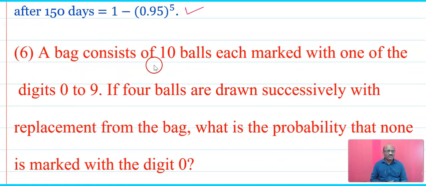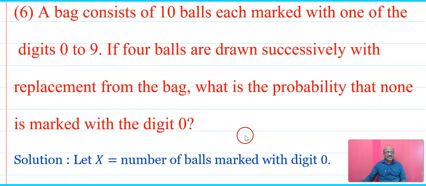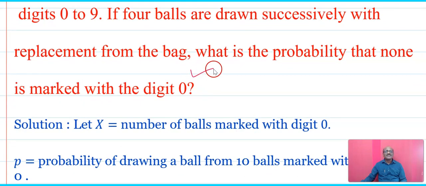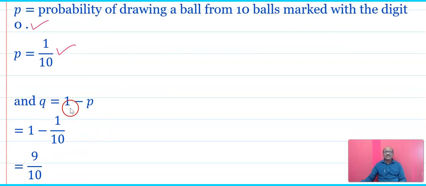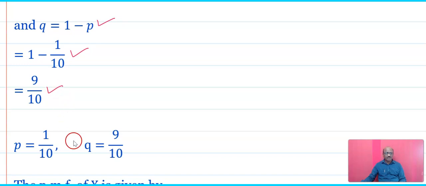A bag consists of 10 balls, each marked with one of the digits 0 to 9. If 4 balls are drawn successively with replacement from the bag, what is the probability that none is marked with the digit 0? Let X denote the number of balls marked with the digit 0. P is the probability of drawing a ball marked with the digit 0 from 10 balls. One digit is there, therefore the probability is 1 by 10. And what about Q? Q is equal to 1 minus P, that is 1 minus 1 upon 10, which is 9 upon 10. Therefore, here P is 1 by 10 and Q is 9 by 10.